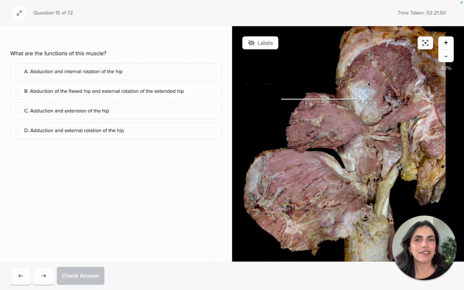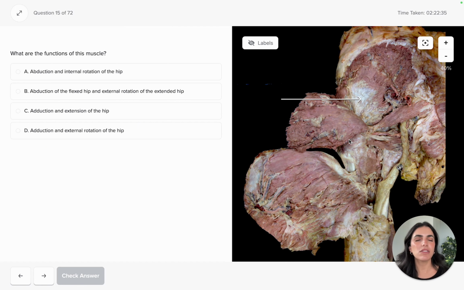And then lastly, over here where our arrow is pointing, is the last gluteal muscle and the smallest, the gluteus minimus muscle, which originates along the external surface of the ilium. We can see it spanning pretty much the whole aspect of the ilium, and then it would eventually travel to insert along the anterior aspects of the greater trochanter of the femur.